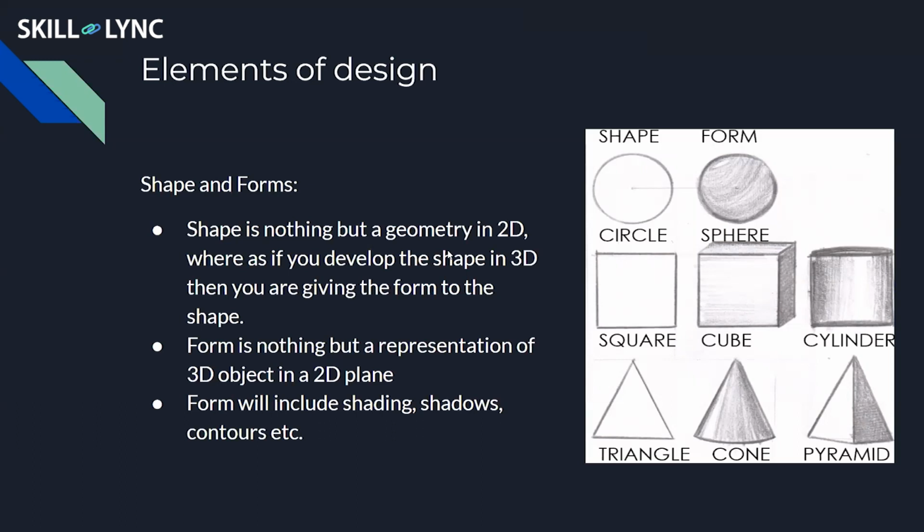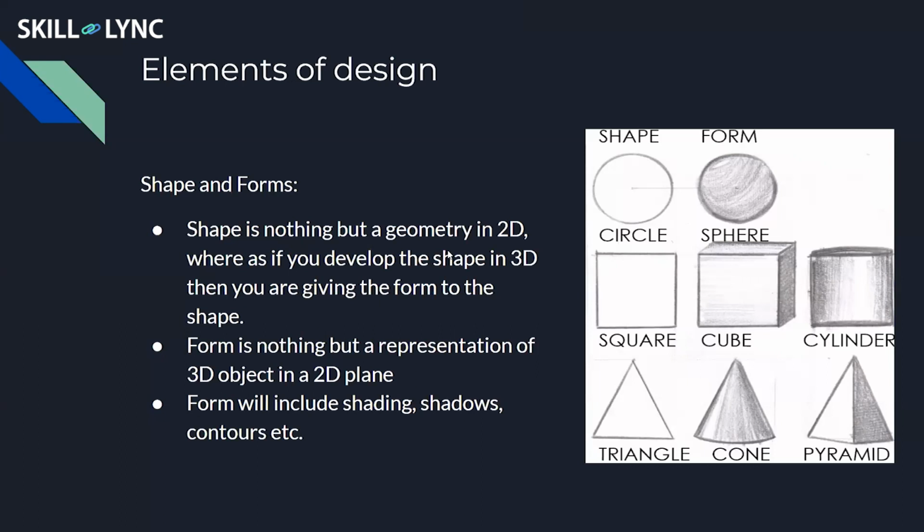So what is the form of a circle? It might be a sphere. Keep that in your mind. The circle might be a sphere, or it might be a cylinder too. Correct? A cylinder, from its top end, looks like a circle. But when it's rotated, it becomes a cylinder. So like that, you have your square, right?